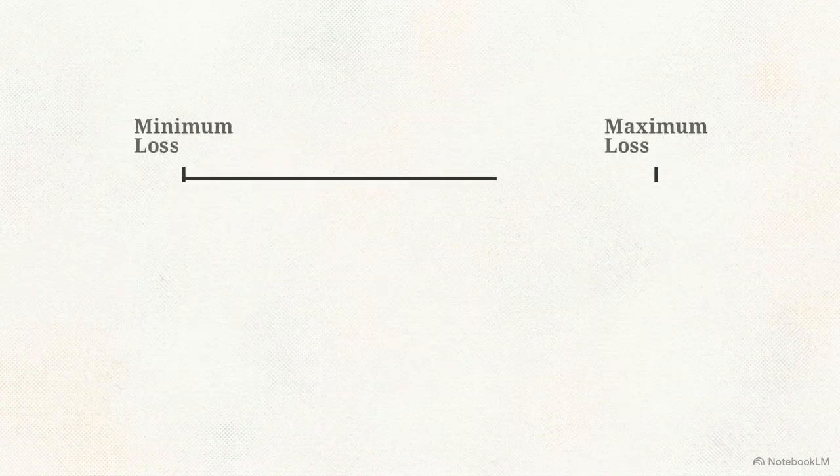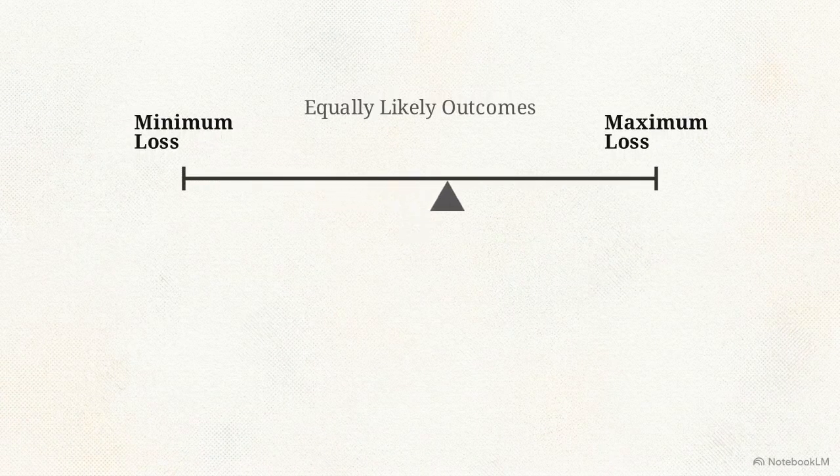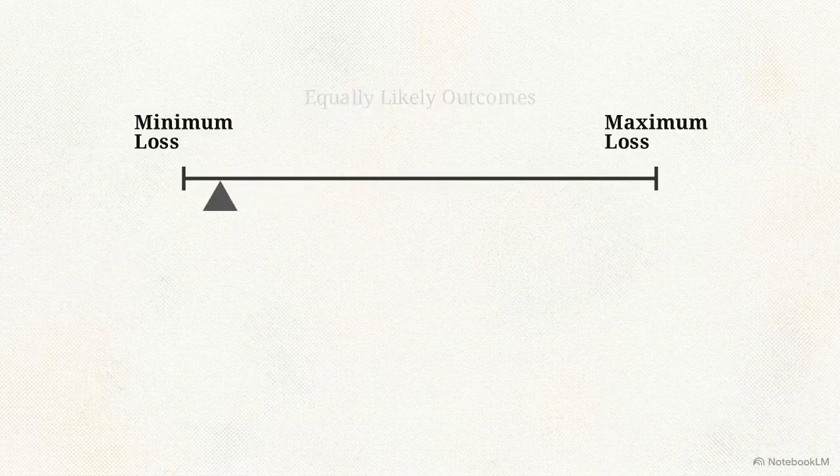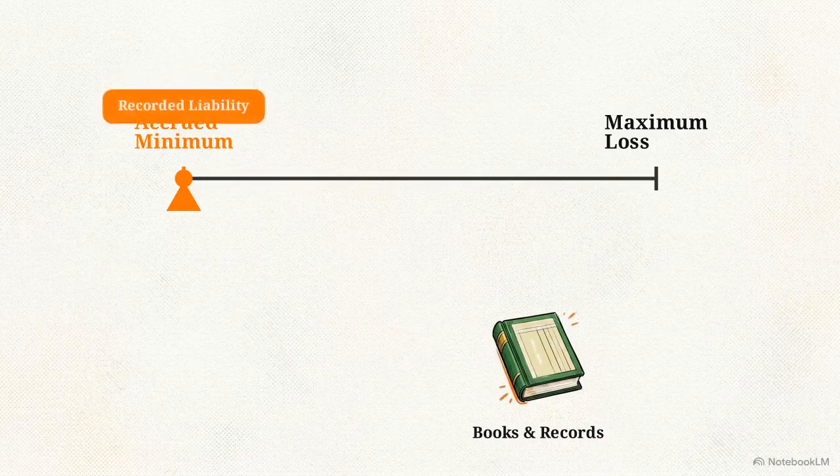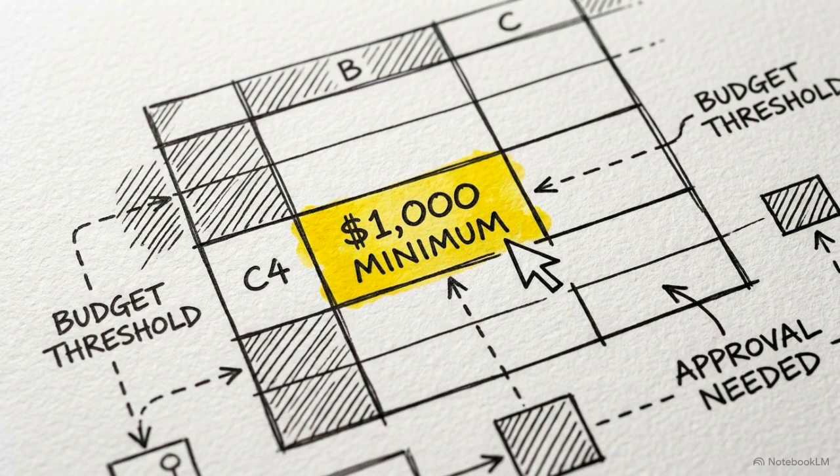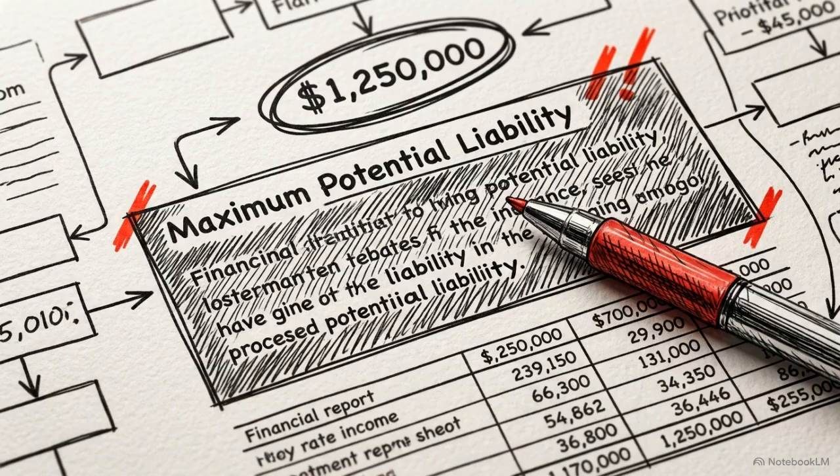If no single number in a probable range is better than any other, GAAP requires the company to accrue the absolute minimum amount of that range. Accruing the minimum of an unweighted range ensures a company captures its undeniable baseline liability. This prevents the overstatement of unproven maximum losses that could be used to manipulate future earnings.